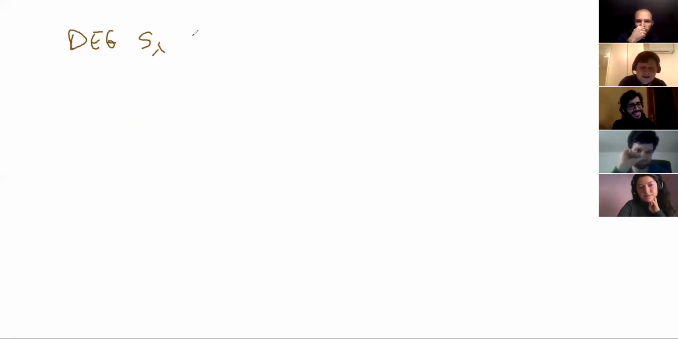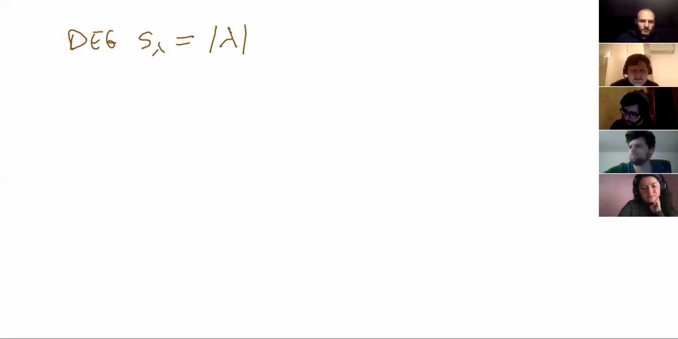Okay. So the degree of S lambda, this you can treat as an exercise. It's actually not so difficult, that this is the weight of lambda, the number of boxes of the Young diagram. And I think there is probably time for examples. With this definition, it's actually not so easy to see those examples, but not impossible.